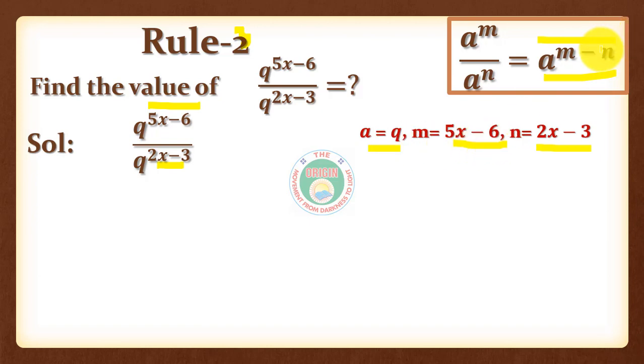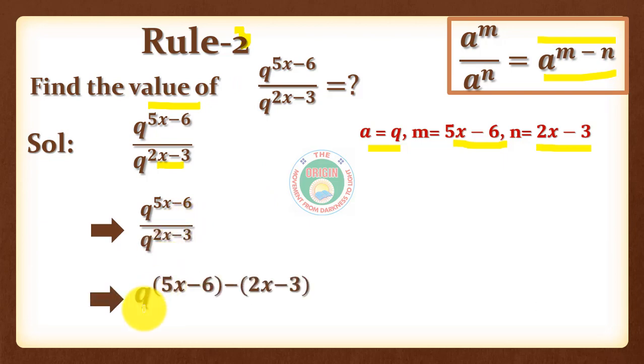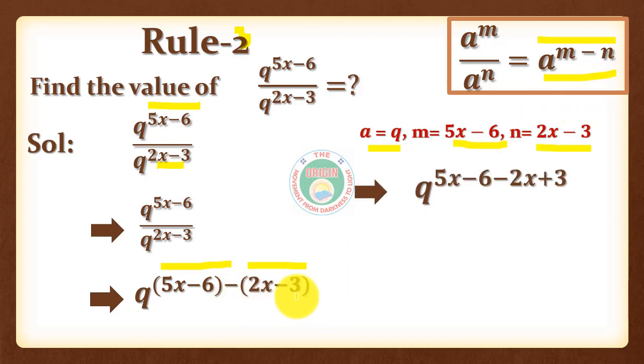Substitute these values in the given expression. Same problem I taken here, that is q power m minus n, that is a power m minus n, q power m is 5x minus 6 minus, already minus is there, so I kept brackets here, n is 2x minus 3. Multiply with the minus sign, minus into plus, minus, minus into minus, plus. Remaining is 5x minus 6. After completion of the multiplication with the minus sign, then you can remove the brackets. Q power 5x minus 6 minus 2x plus 3.